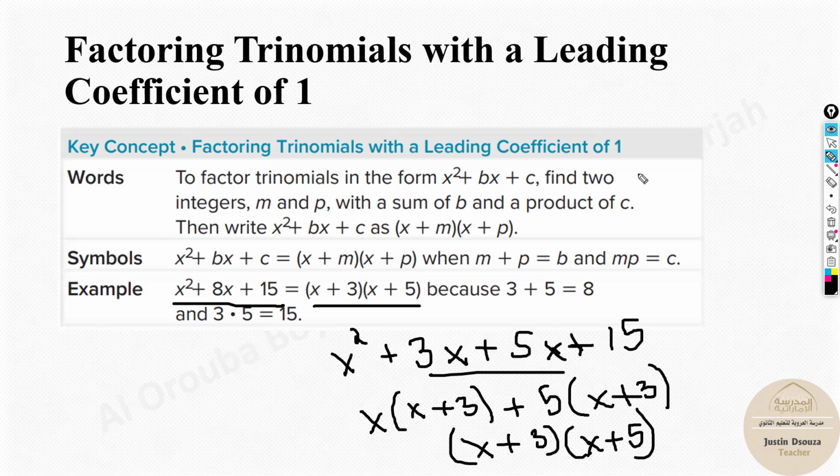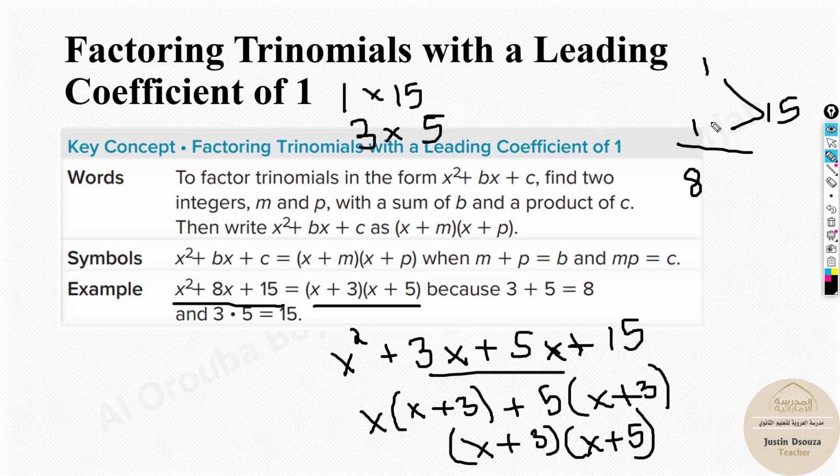This is by a method, that is, you need to see the last number. What is it? 15, right? You need two numbers. When you multiply them, the answer must be 15, and when you add them, it must be 8. So what are those numbers? Multiples of 15. See, 1 into 15. 2 is not possible. 3 into 5. That's it. Those are the possibilities.